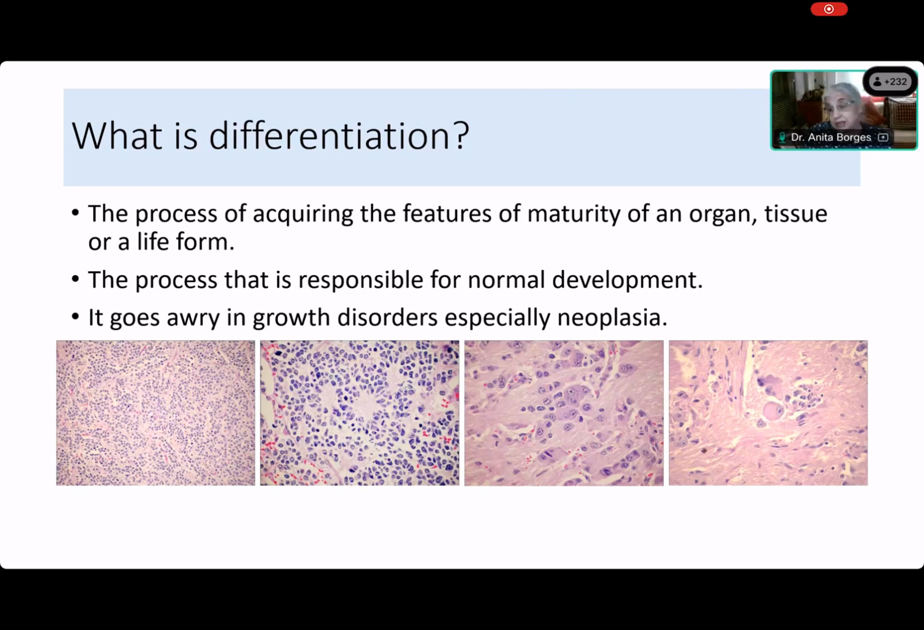So differentiation is the process that is responsible for normal growth and development. Okay, and it goes awry. It is abnormal in growth disorders, and all growth disorders are not neoplasia. There are other disorders of growth, and I can't go into all of them now, but there are other disorders of growth that can show you lags in differentiation or abnormal differentiation. Things like hamartomas and choristomas, which you can go and look up. They're all disorders of growth, and neoplasia is the most important disorder of growth, which involves differentiation.